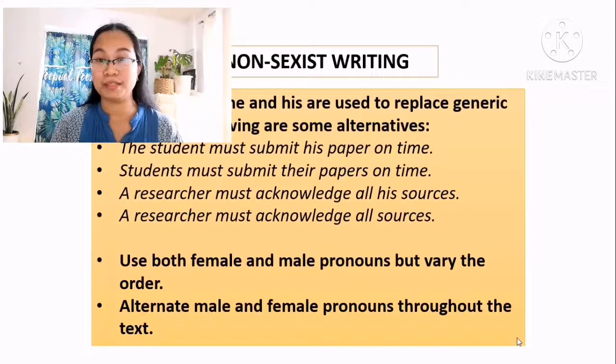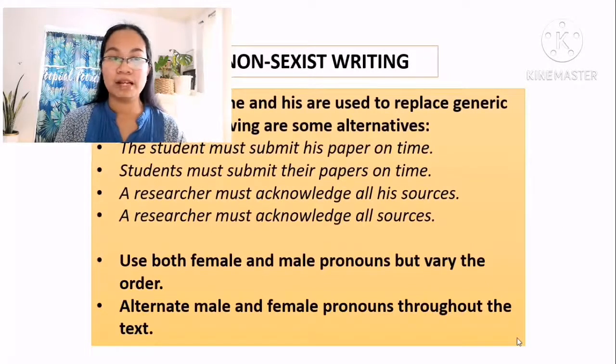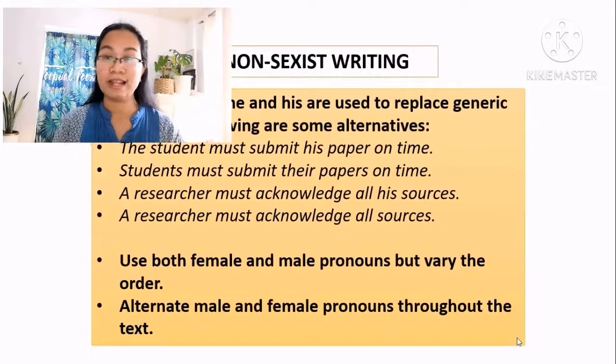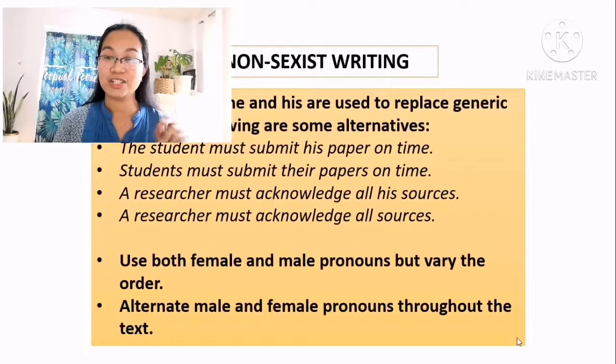The student must submit his paper on time. Yun yung before. Students must submit their papers on time. So, because yung kanina, hindi natin alam yung person, gumamit tayo ng generic his. When we change it to plural, like students must submit their papers. So, it becomes their. Pwede ng male and female. That's why in Filipino, maganda nga sa Filipino because we have a gender fair language. Wala tayo yung mga pangbabae o panglalaki like sa kanya, siya, sayo, and so on.